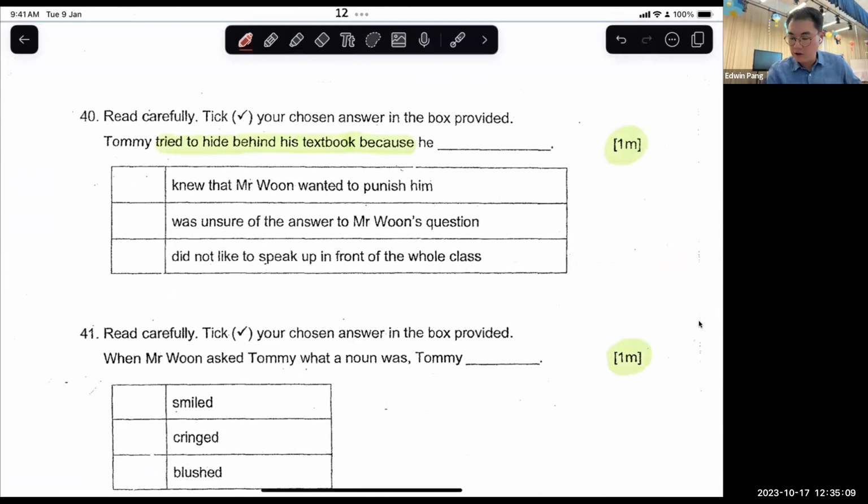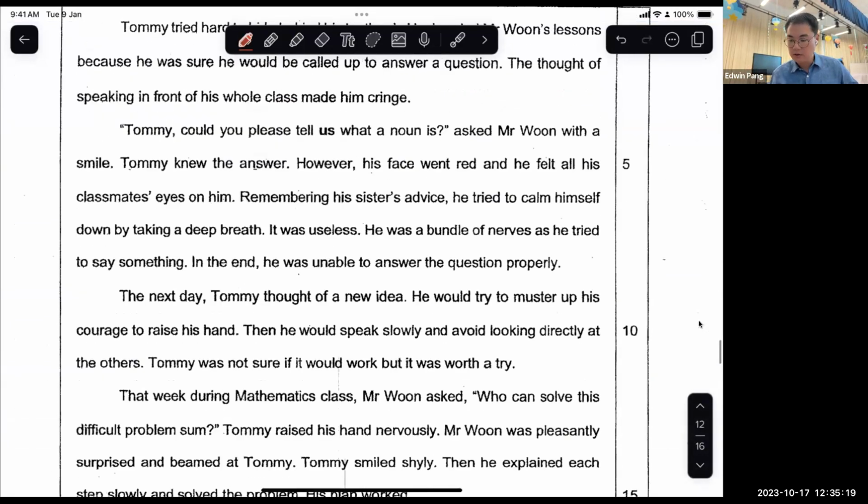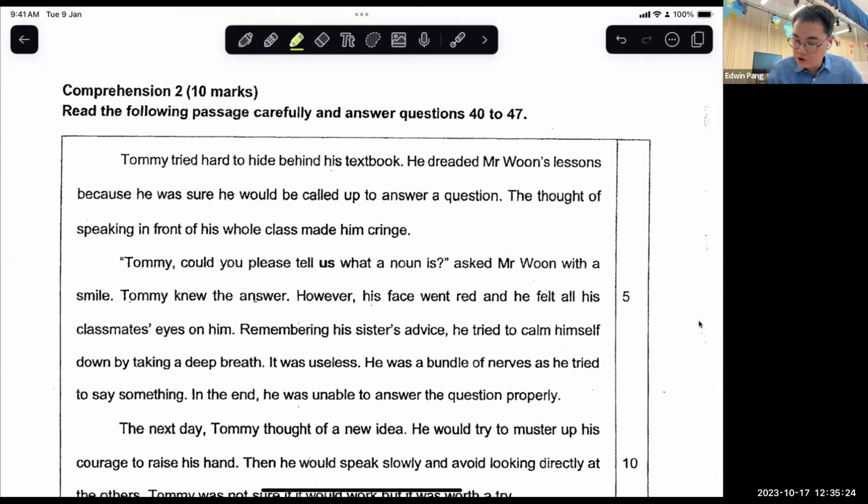So what was he afraid of? Okay, what was Tommy afraid of? Let's find again in the passage. Was Tommy afraid of Mr. Woon? No, right? He wasn't. Okay, you can see here that he was, right, over here. He dreaded Mr. Woon's lesson because he was sure he would be called up to answer a question. So calling him up to answer a question is what he dreaded. Okay, so let's go ahead. Highlight this sentence, underline called up to answer a question, and link that to the word dreaded.